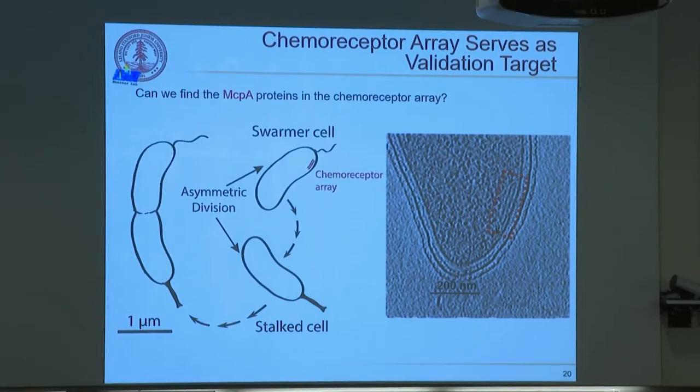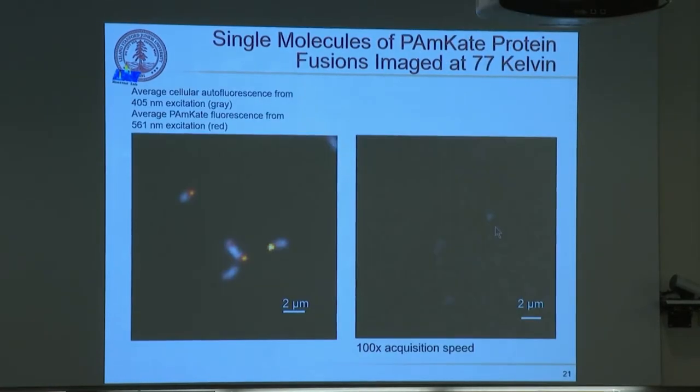It's supposed to be made of MCPA proteins and other proteins, but let's ask for the MCPA proteins. Can we find them? Can we see them optically in this chemoreceptor array? And so we image overexpression of the protein MCPA fused to PAmKate, our photoactivatable fluorescent protein. And these images look like this.